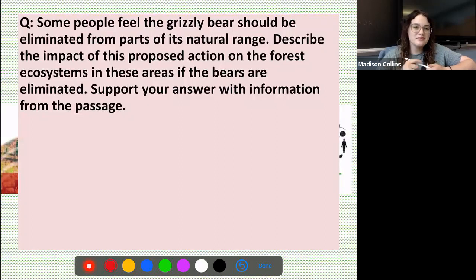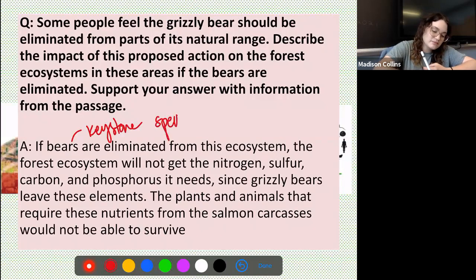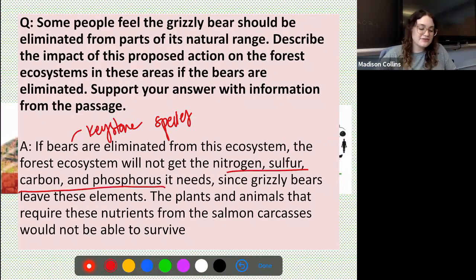All right, so if bears are eliminated from this ecosystem, remember bears are a keystone species here. If bears are eliminated, the forest ecosystem will not get the nitrogen, sulfur, carbon, and phosphorus it needs, since grizzly bears leave these elements. So the plants and animals that require these nutrients from the salmon carcasses would not be able to survive. So again, because these keystone species are eliminated, we would see that every other organism that depends on it would be affected, right?